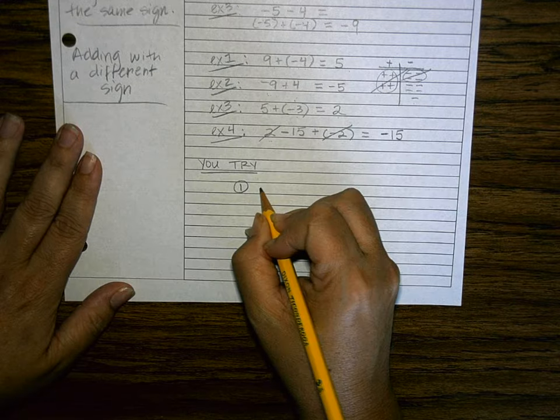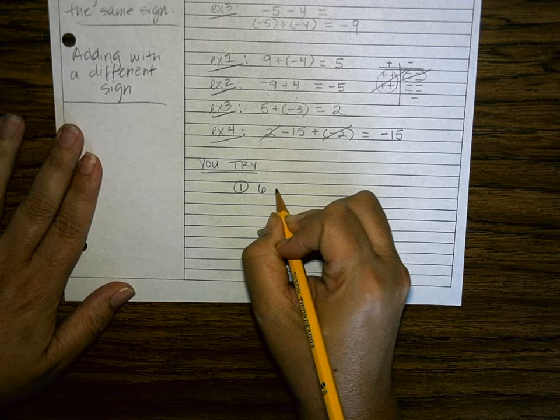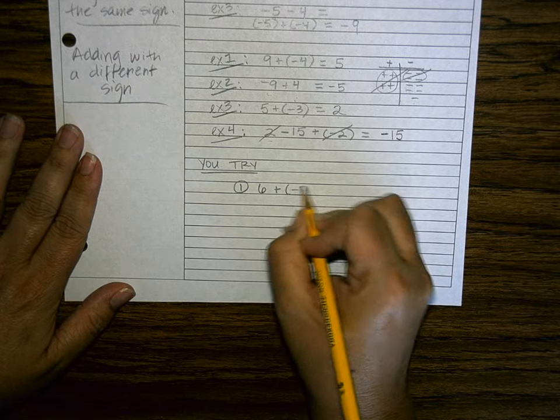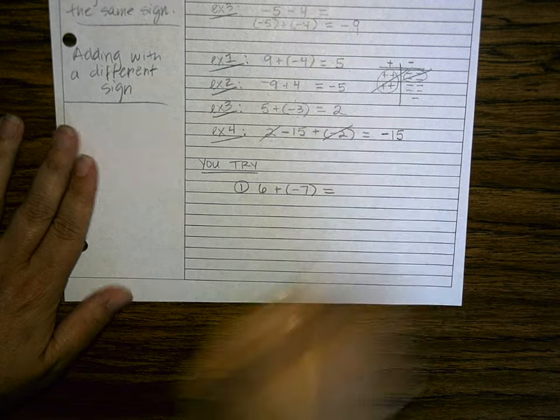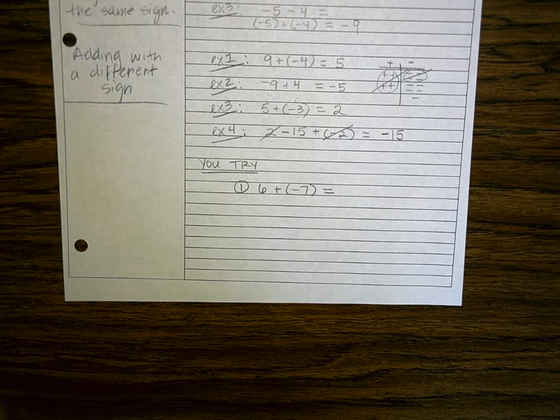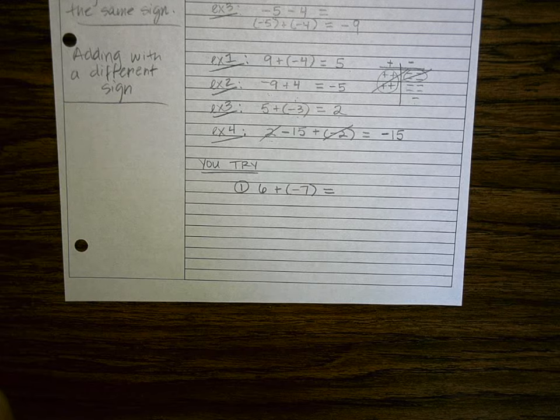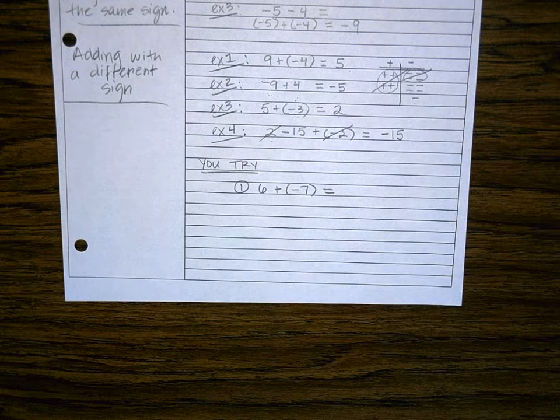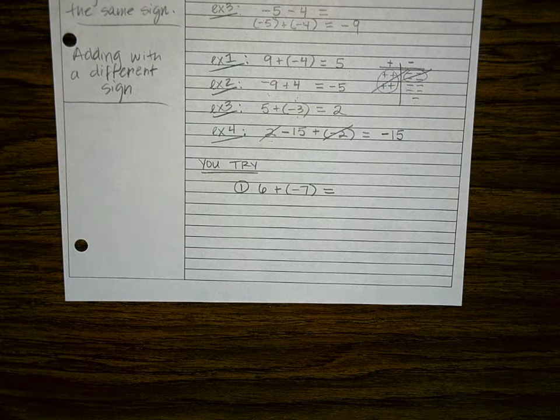So this is going to be the first one. 6 plus a negative 7. Don't say it. Just write it down. And then if it makes you feel better, go ahead and raise your hand when you think you know the answer. We'll let everybody kind of get there. This is not a trick. Okay, after I count to 3, say the answer.